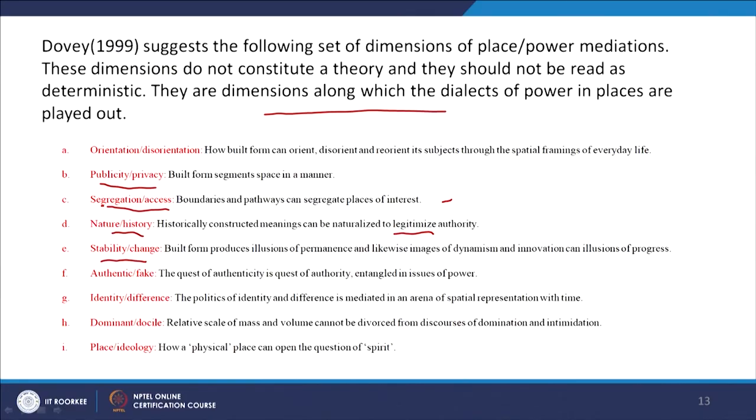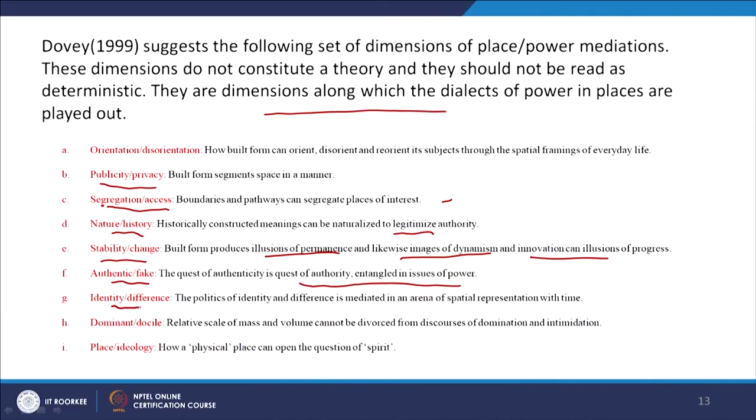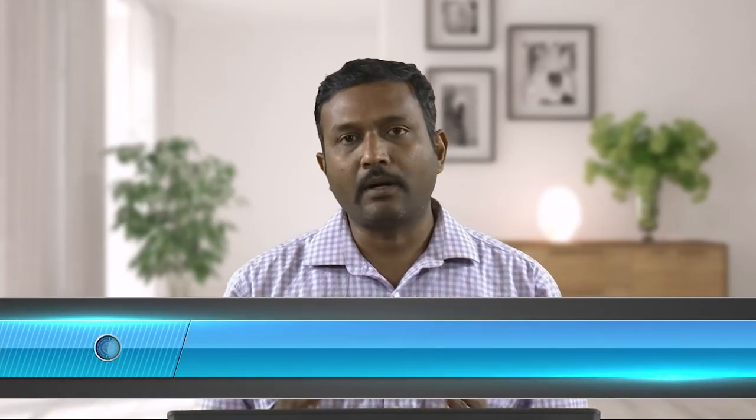Similarly, stability and change. We talk about the static part of it and the morphological aspect of it, and how it can produce illusions of permanence as well as dynamism and innovation. It talks about the progress of the American nation, how the whole built form, how certain materials, also talk about transformation. And the authentic and the fake, which is again about how one perceives it. And identity and difference: the politics of identity and difference is mediated in an arena of spatial representation with time. When we talk about identity, does the Ottoman have the same value as that Turkish building or the barracks of now, or was it something different?